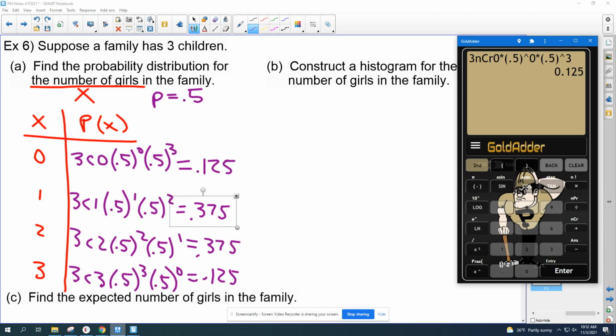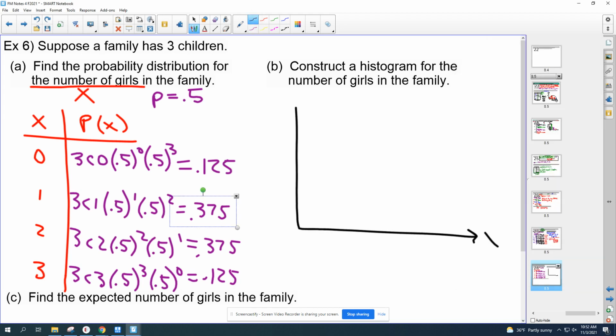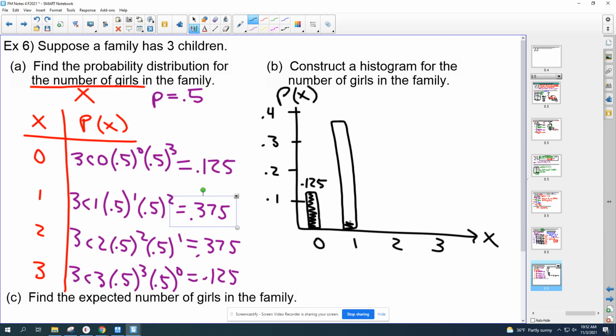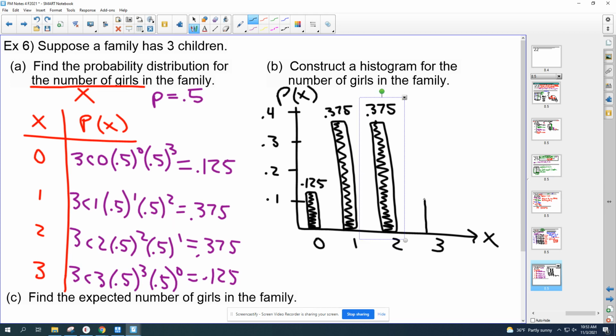There's your probability distribution. Part B says construct a histogram. So we could have 0, 1, 2, or 3 girls. And really, we only need to go up to 0.4. Zero girls is about 0.125. 1 girl, 0.375. 2 girls, same thing. 3 girls, 0.125 again. There's your histogram.